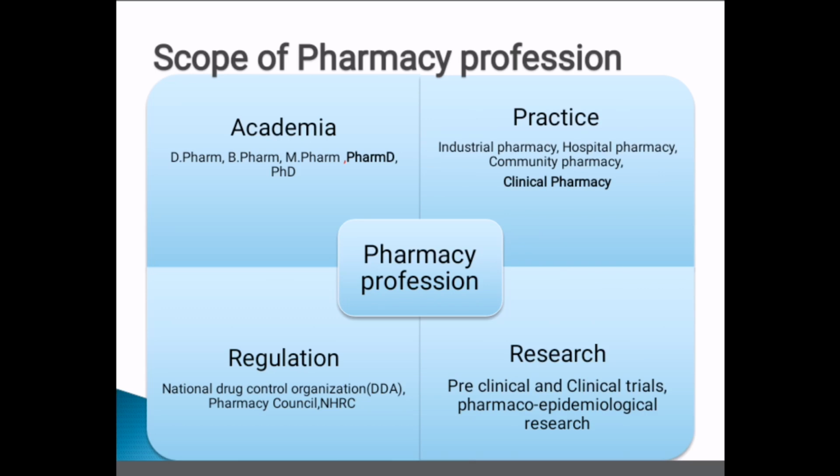Another thing is about the regulatory bodies. You can work in regulatory body offices. Talking about regulatory bodies, there are three things: academics, practice, and research. All of these have to be regulated by some regulatory bodies. For academics, the Nepal Pharmacy Council regulates the academic institutions. They are statutory, enforcing bodies which take care of that, and you can have some scope in the regulatory aspect there.